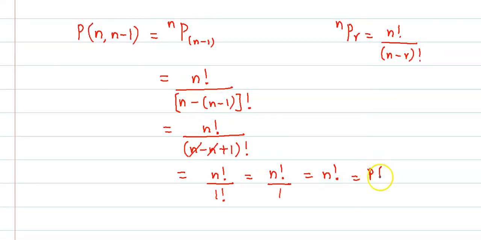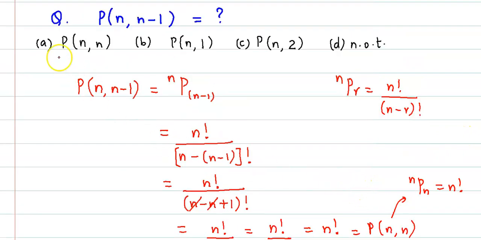See, this is actually P(n, n), right? Because P(n, n) is nothing but nPn, and we know that nPn is n factorial. Therefore the correct answer to this question is option A.